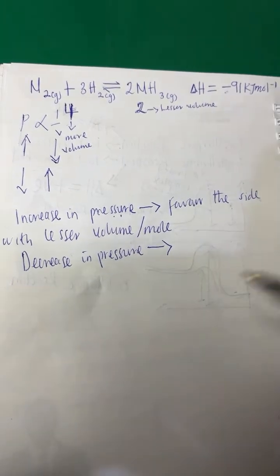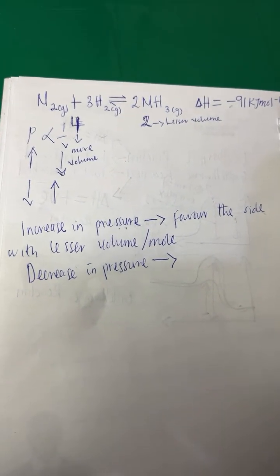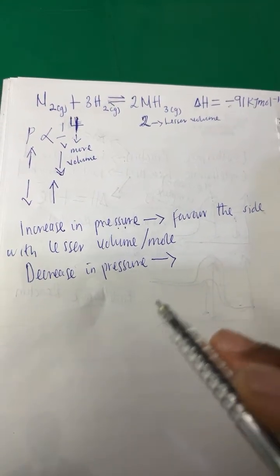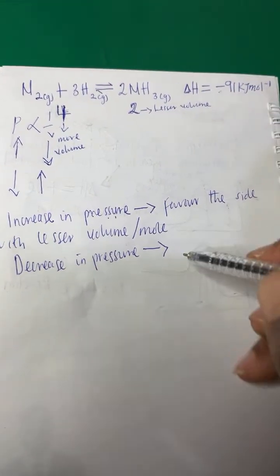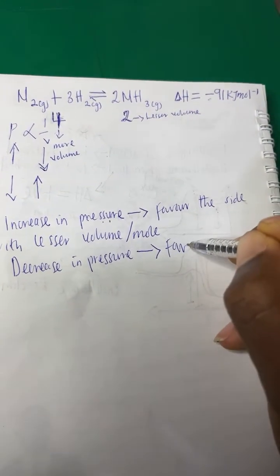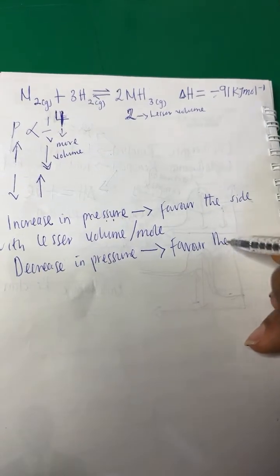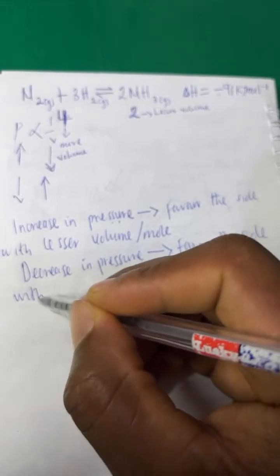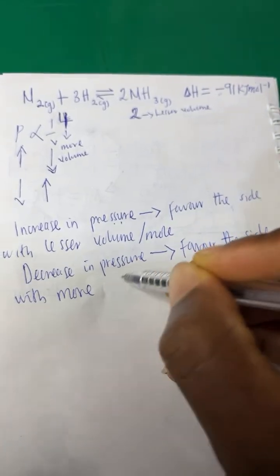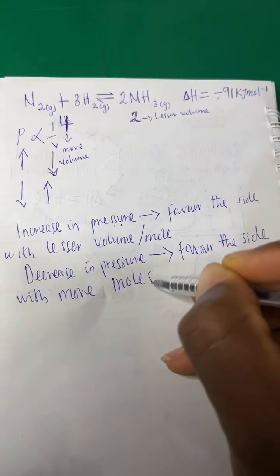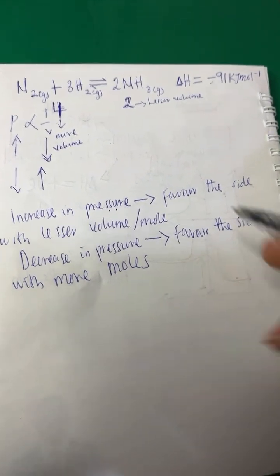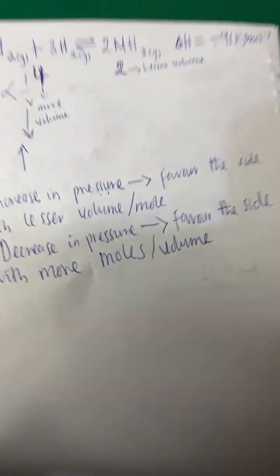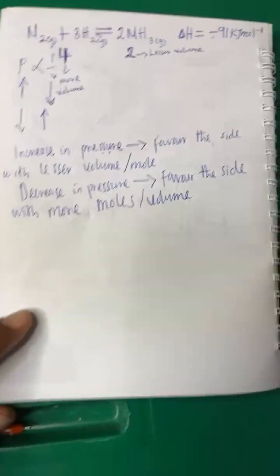I would love you to always come back to watch this particular video because I will be dropping the recording. This thing is important. JAMB used to set questions on it, and this thing is somehow confusing. If there is a decrease in pressure, the reaction will favor the side with more moles, right? Or let's say more volumes, right? You understand? Hope you guys are following me.